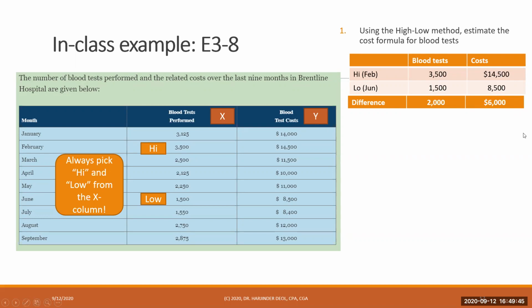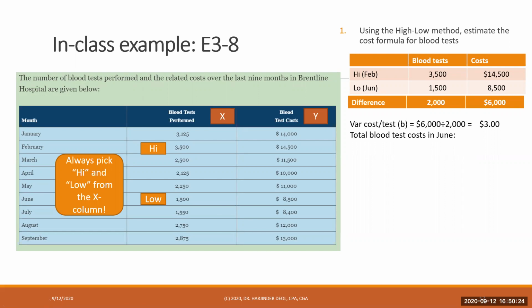And we can use this information to calculate the variable cost for each blood test, which is the slope or the B for our cost formula. So each blood test variable cost works out to $3 on average. Now, once we've calculated the variable cost number, we can then go back and calculate the fixed cost portion by using this value of $3 for B in either of the high month or the low month. So I went ahead and did it for the month of June.